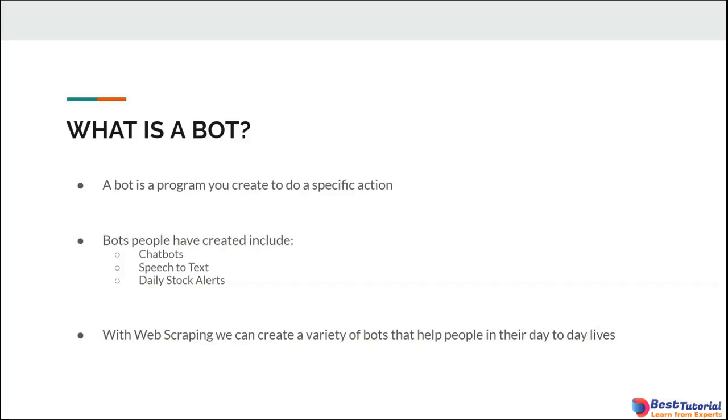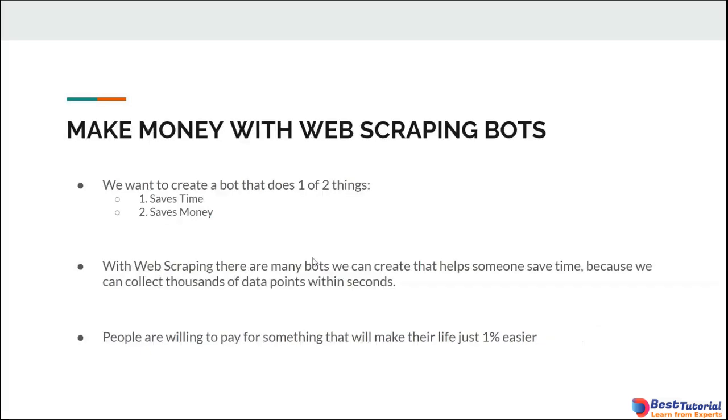With web scraping, we create a variety of bots that help people in their day-to-day lives. How we can make money selling these bots is we want to create a bot that does one of two things: either saves time or saves money. With web scraping, there are many bots we can create that save time because we collect thousands of data points within seconds. And this is a very important thing: people are willing to pay for something that will make their life just 1% easier. That is very true.